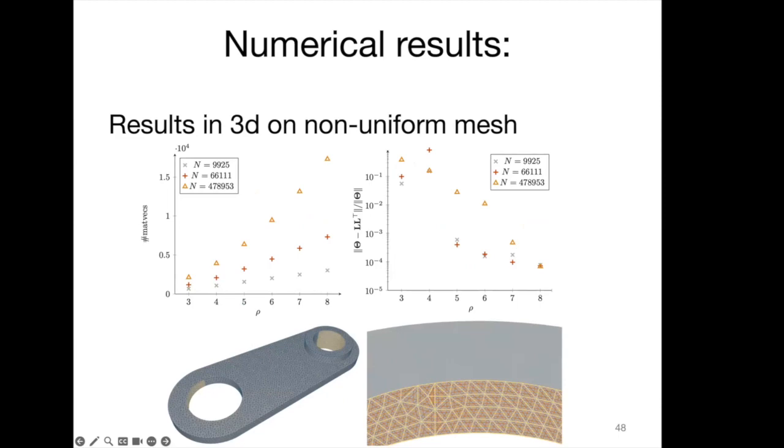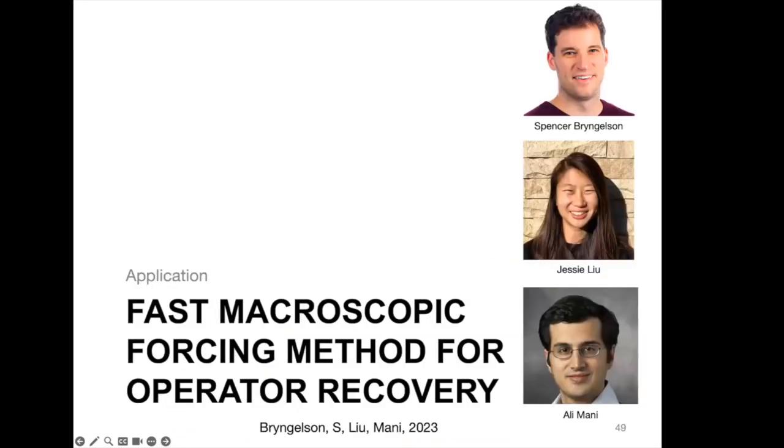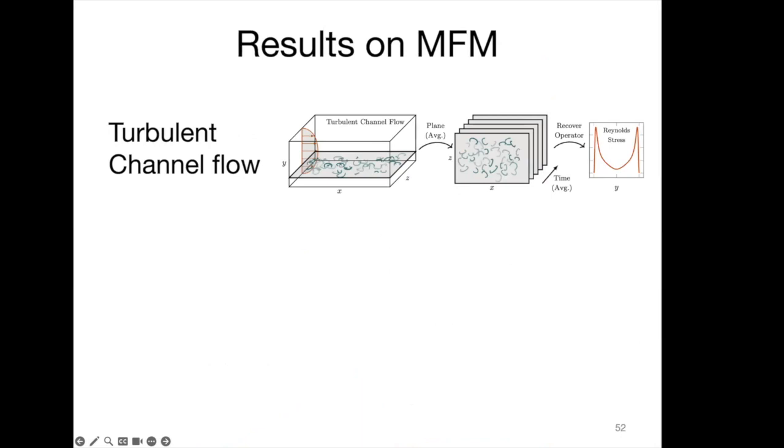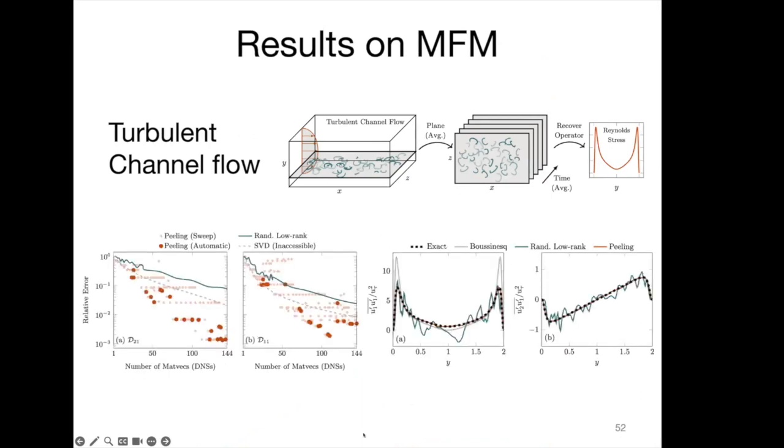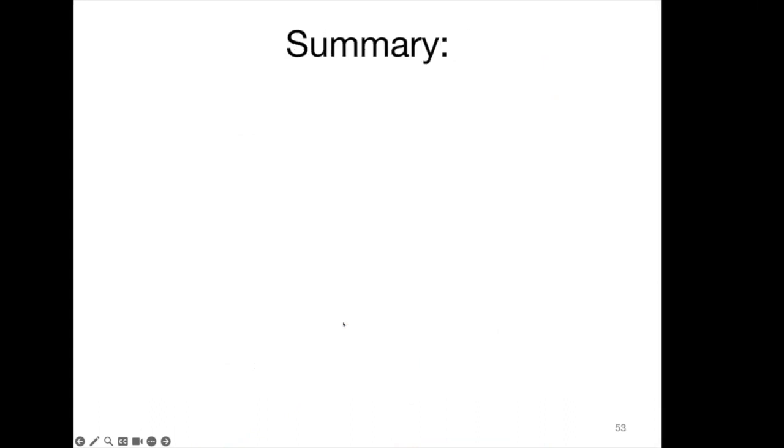And then I want to briefly mention that we also applied this. So this was joint work with Spencer Brungus and Jesse Liu and Ali Mani. We applied this to reduced order model recovery problems in computational fluid dynamics. And again, even for these problems that don't fit exactly into the elliptic solution operator setting, so there are some generalized eddy diffusivity operators that we're recovering here, we at least do substantially better than the SVD or the randomized SVD.